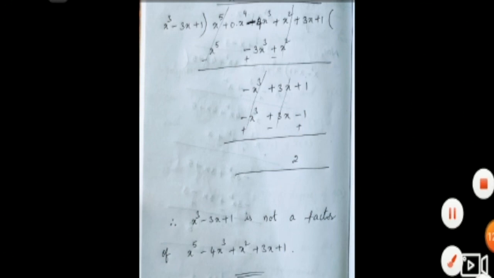Therefore x cube plus minus 3x plus 1 is not a factor of x to the power of 5 minus 4x cube plus x square plus 3x plus 1. Okay, so this is the second problem, third problem in second bit.